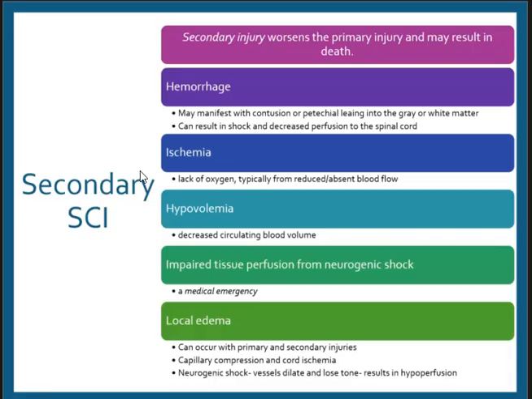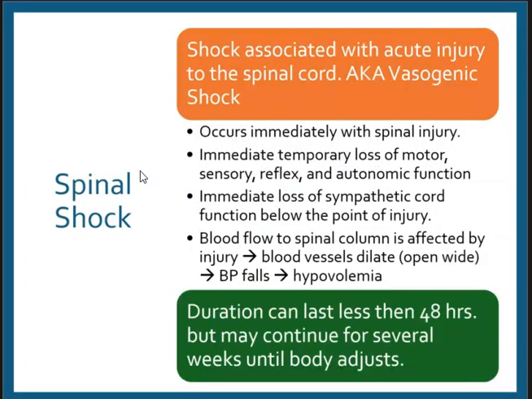Hypovolemia, we have decreased circulating blood volume. Impaired tissue perfusion from neurogenic shock. This is a medical emergency. We're going to talk about shock in Unit 8. Local edema. When we have lots of edema, it decreases perfusion. Capillary compression or cord ischemia. Neurogenic shock. Vessels are going to dilate. They're going to lose their tone. You're not perfusing as well.